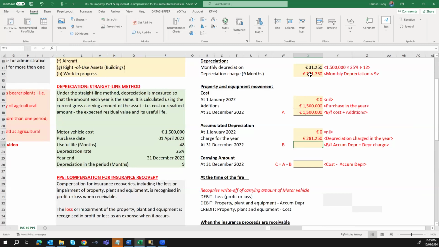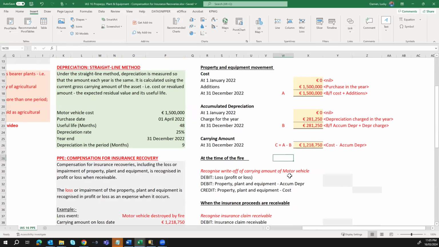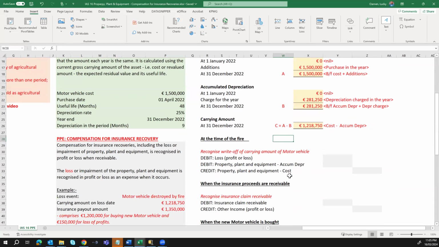Then our total depreciation as at the end of the reporting date is the brought forward plus the charge for the year, which is simply this amount plus the charge for the year, which also gives us the 281,000 euros. Then the carrying amount as at the reporting date is simply the cost less the accumulated depreciation, equals to our cost of 1.5 million euros less the accumulated depreciation. All right, so this is what we have, 1.218750 euros.